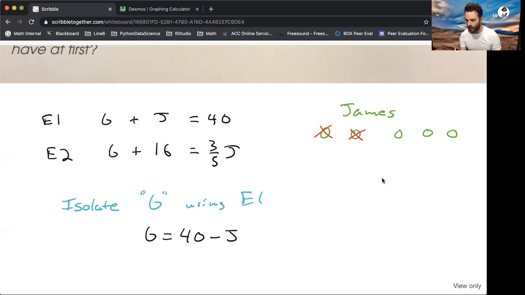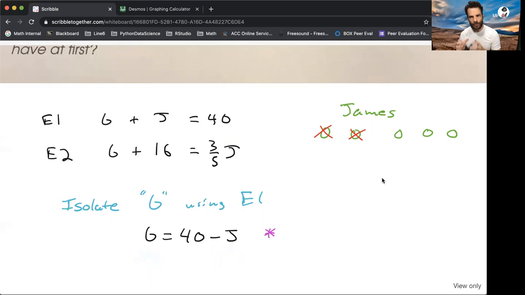These are usually worth putting a star or an asterisk next to because this is an equation that directly links J's and G's together. If you happen to know the number for J, you can plug it in here, and that would give you the number for G. That's why we like these.